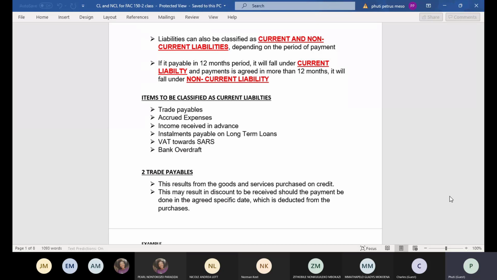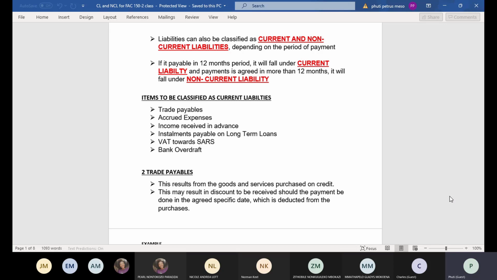So items that are classified as current liabilities are the trade payables, that's your creditors, or your accrued expenses, and income received in advance. If you have received it in advance and they say they are terminating the deal with you, it means that you're going to have to pay them back what you owe them. Then installment payables on long-term loans will form part of your current liabilities as well. So it'll work in this way.